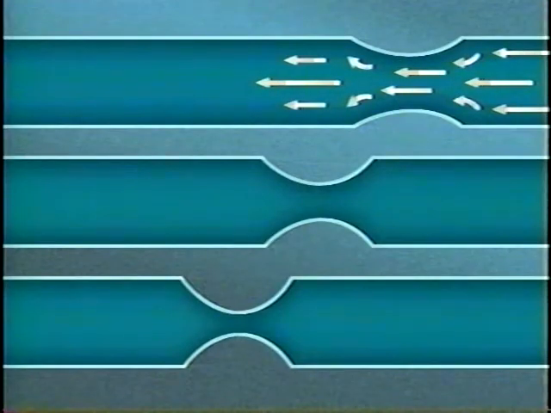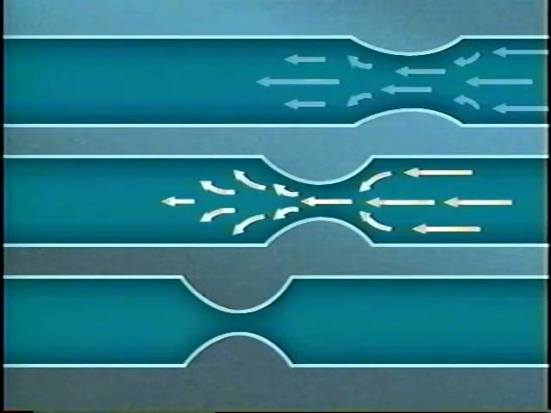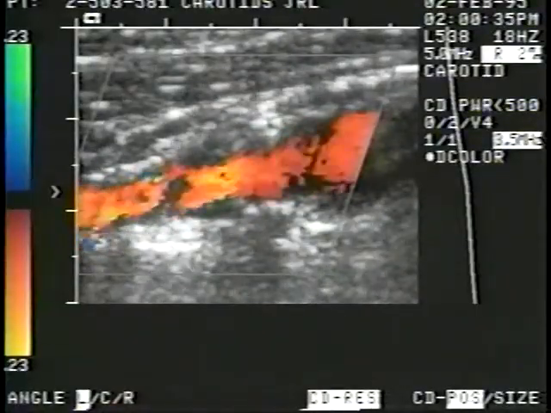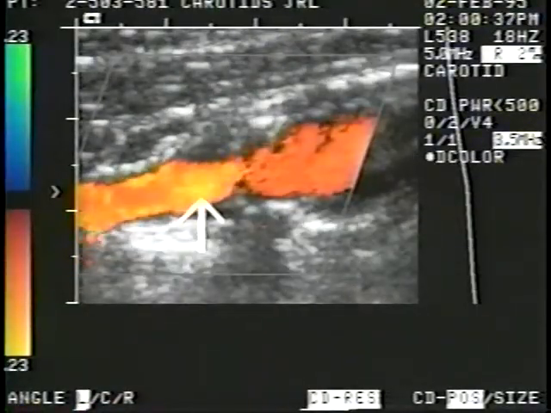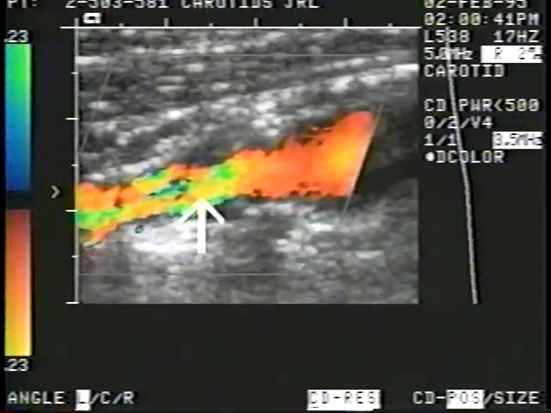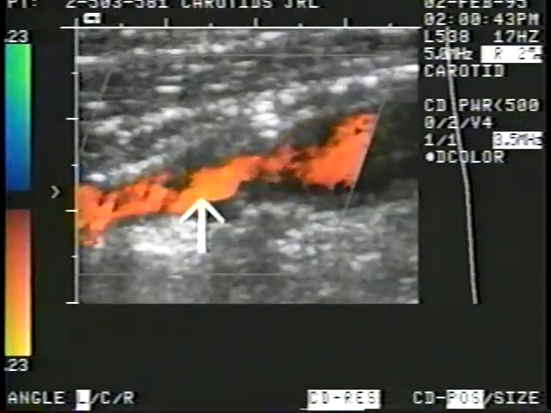As the degree of stenosis becomes more severe, one should observe an increase in disturbed flow. The separation of the boundary layer becomes more evident as the stenosis tightens. This color Doppler segment demonstrates disturbance of flow distal to the moderate stenosis. The disturbed flow is accentuated as the stenosis becomes more severe.